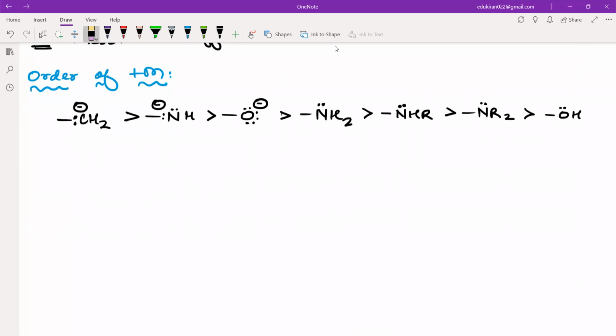This will be followed by OR negative. Sorry, OR with a lone pair, not negative. Two lone pairs on oxygen. This will be followed by NH C double bond O.